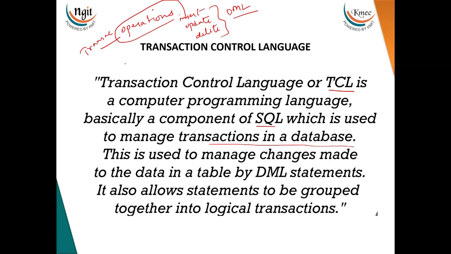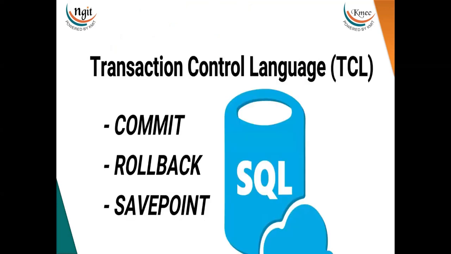So there must be somebody who has to control or manage these transactions, and that is known as what? Transaction control language. Now there are different commands which come under transaction control language. Let us learn one by one. We have namely commit, rollback and save point.